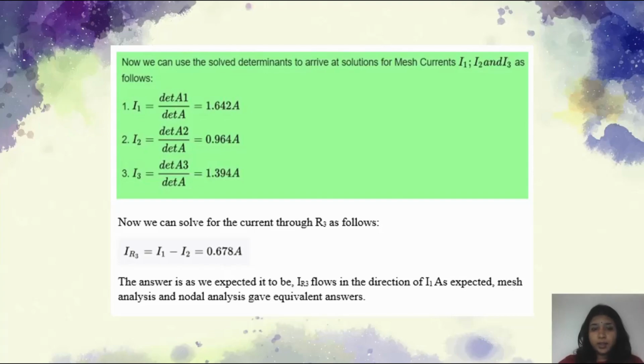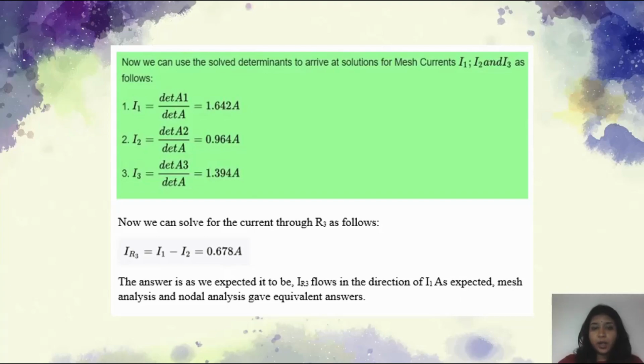The second one is I2, determinant A2 divided by determinant A. So the answer is 0.964A. Then number 3 is I3, determinant A3 divided by determinant A. So the answer is 1.394A. So now we can solve the current through R3 as follows.